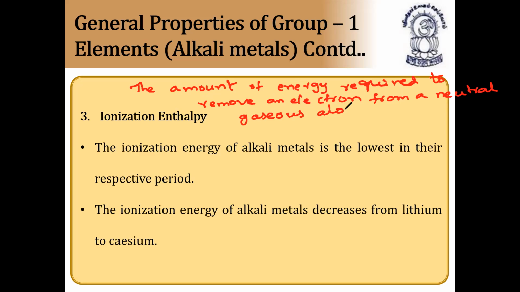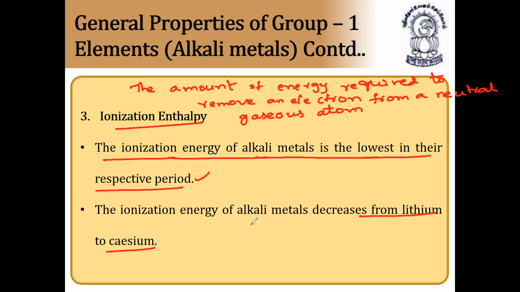Isolated gaseous atom or neutral gas atom is called ionization enthalpy. So the ionization enthalpy of alkali metals is the lowest in their respective period. Yes, because as we move from left to right, the atomic radii decreases, so ionization energy increases. Atomic radius increases, ionization energy decreases. So ionization energy of alkali metal is the lowest in their respective period. The ionization energy of alkali metals decreases from lithium to cesium.